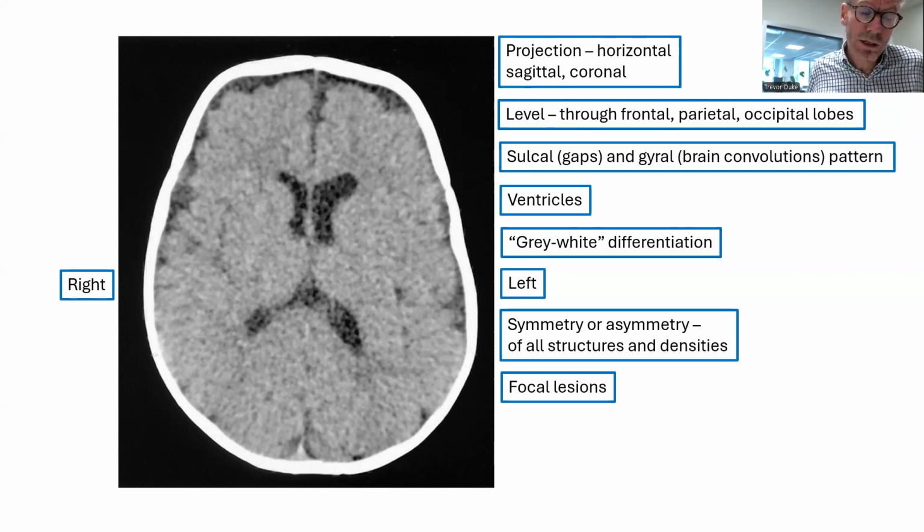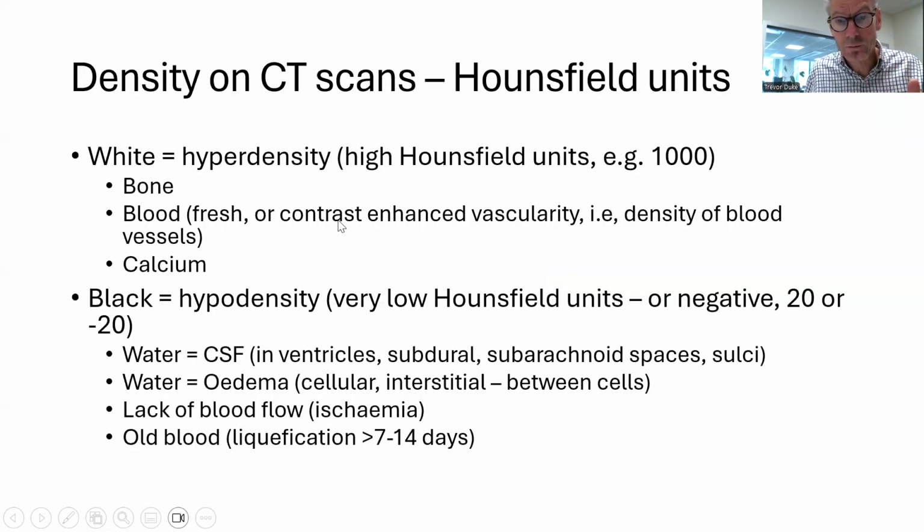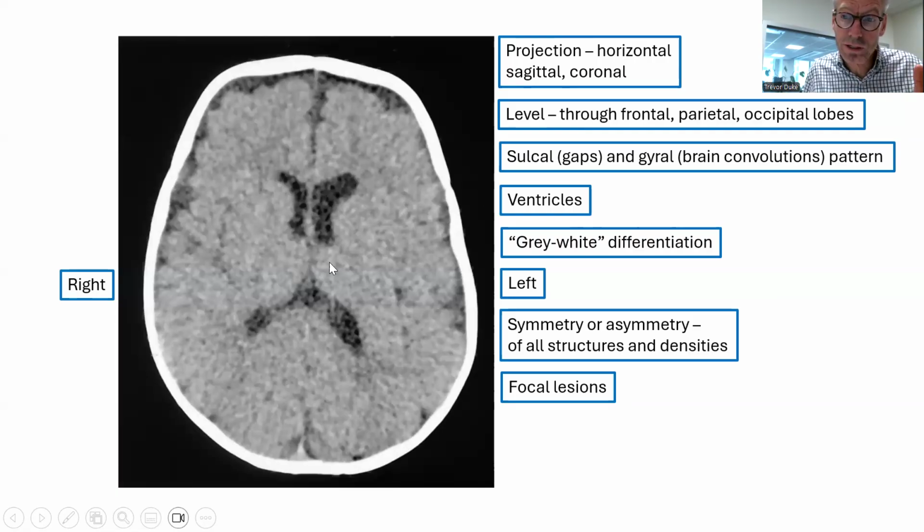This is a normal head CT scan of a young child, for which there's symmetry of the ventricles, even allowing a little bit for some tilting of the head, etc.